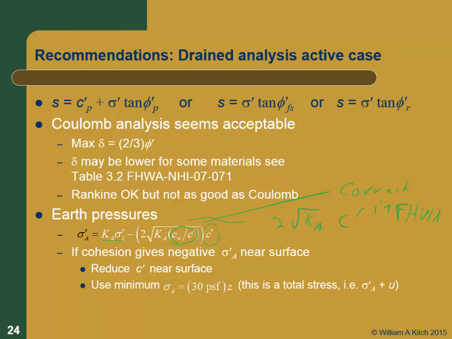Or the second one you can do is limit the total horizontal stress to 30 psf times Z. Again, this is a total stress, so that includes the water pressure. So if you've got water up at the surface and you're not getting any negative pressures because your total pressures include the water pressure there, don't worry about it. But don't let yourself get negative pressures near the surface that would theoretically suck your wall back, because it's not going to happen.